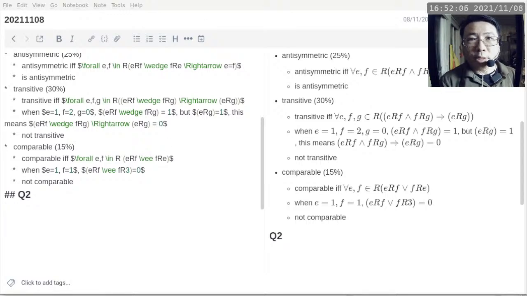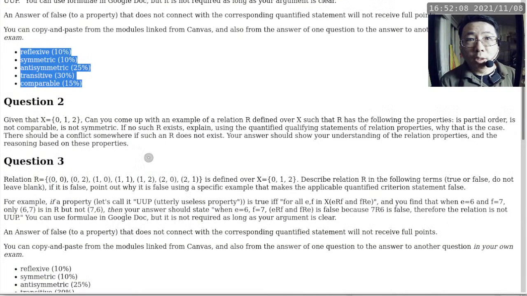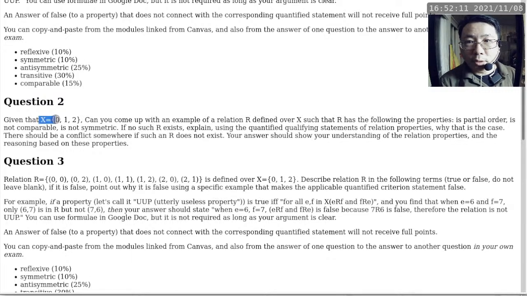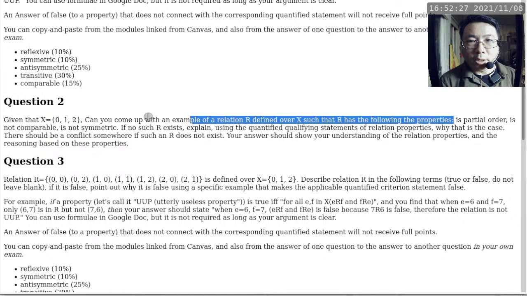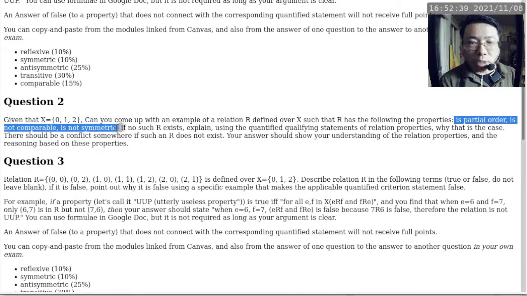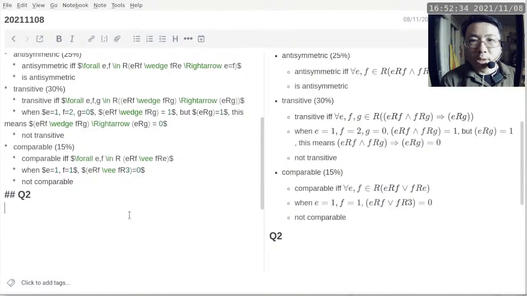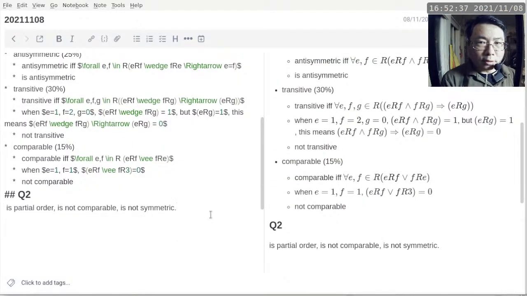So, okay, let's deal with question number 2. X is pretty much 0, 1, 2 for all the questions, so this part is pretty standard. But this time we want it to be partially ordered, is not comparable, and it is also not symmetric. I'm just going to copy the part that is essential, and then we'll try to figure out something on the other side. And I will try to explain to you how to make up something like that.